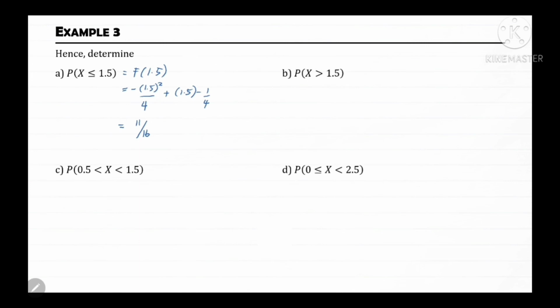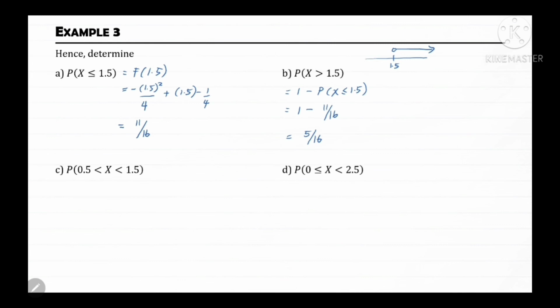B, probability x greater than 1.5. So 1.5 is here. We need greater than 1.5. So equal to 1 minus the probability less than or equal to 1.5. We minus the one that is not included. So 1 minus probability x less than or equal to 1.5, which is 11 over 16. So 1 minus 11 over 16 is 5 over 16.